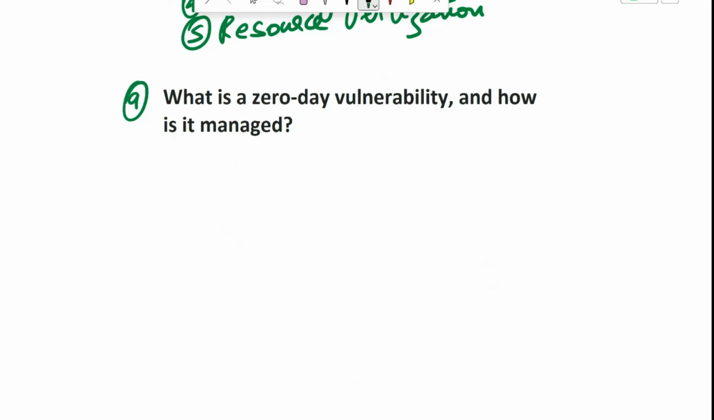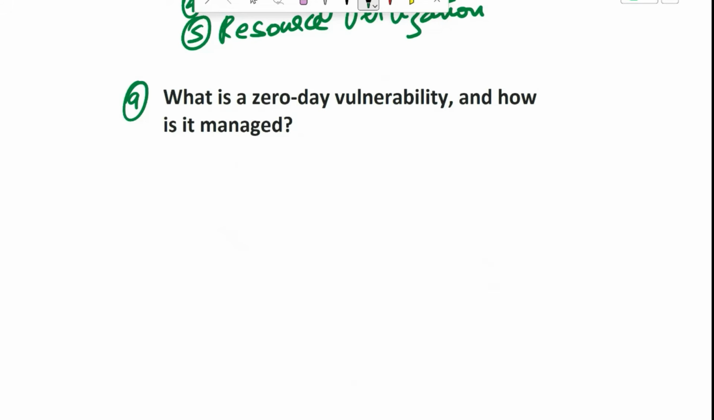A zero-day vulnerability refers to a security vulnerability in a software application, operating system, or hardware device that is actively being exploited by cyber criminals or threat actors before the vendor or developer has released a patch or fix for it. The term zero day signifies that the vulnerability is exploited on the same day it is discovered, with 0 days of protection against attacks.